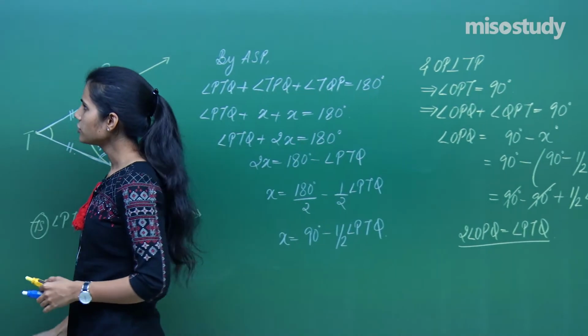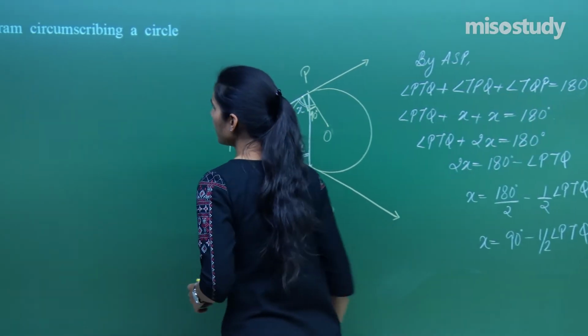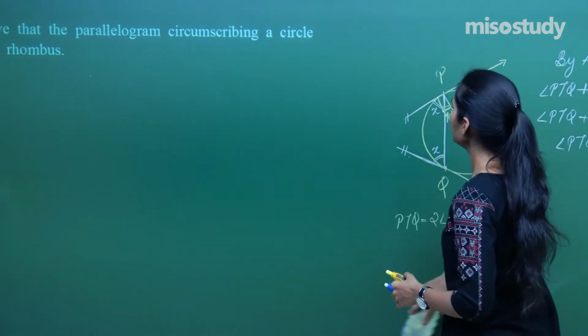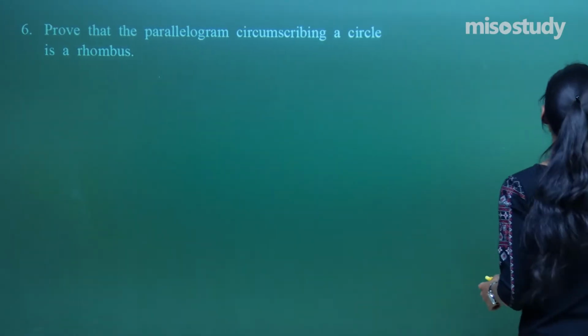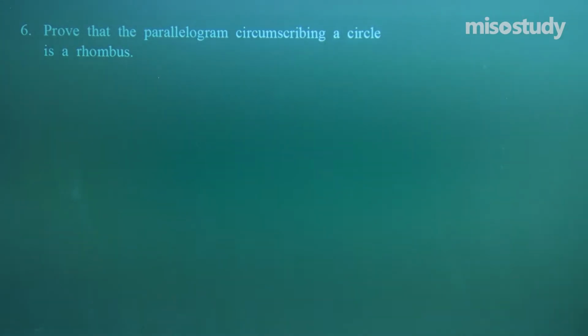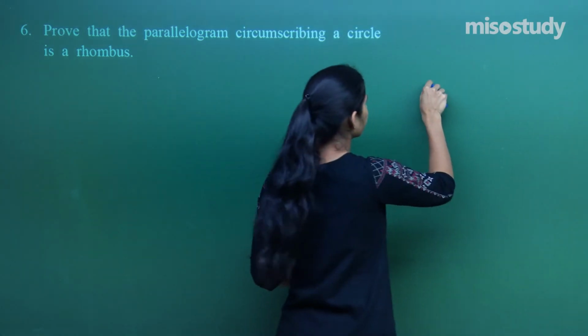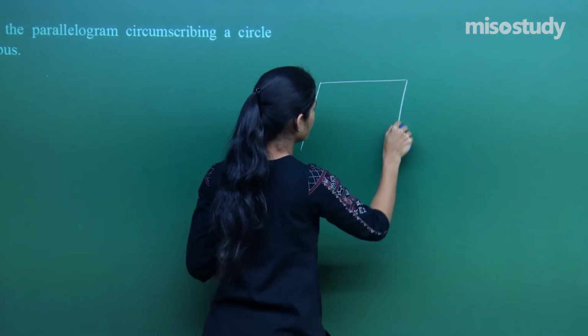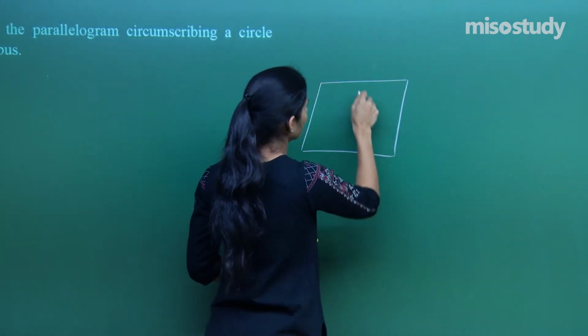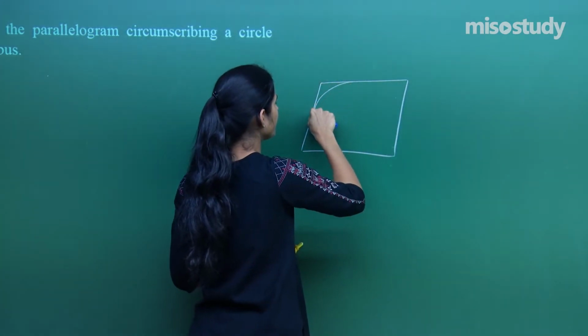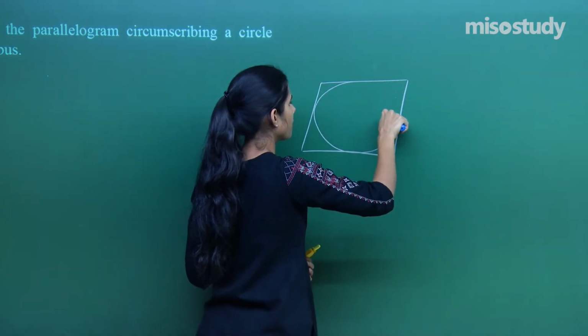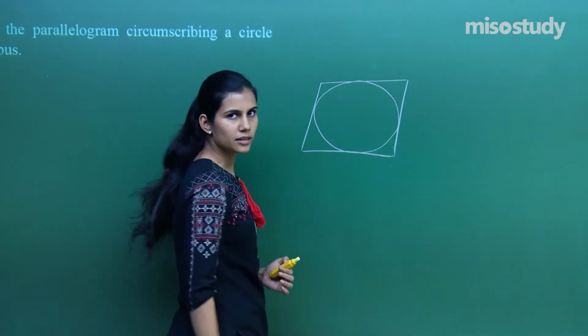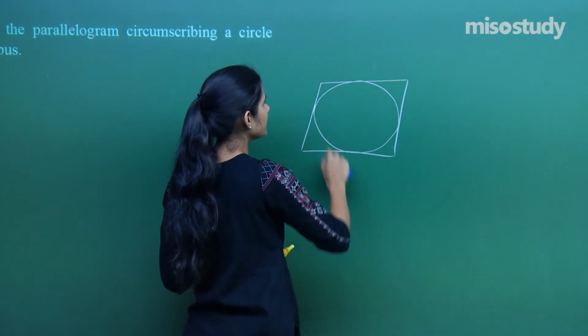Let's move on to the next question. It says prove that the parallelogram circumscribing a circle is a rhombus. That means if there is a parallelogram containing a circle, then that parallelogram has to be a rhombus. How do you show this? So you have a parallelogram. It is circumscribing within itself, say, this circle.